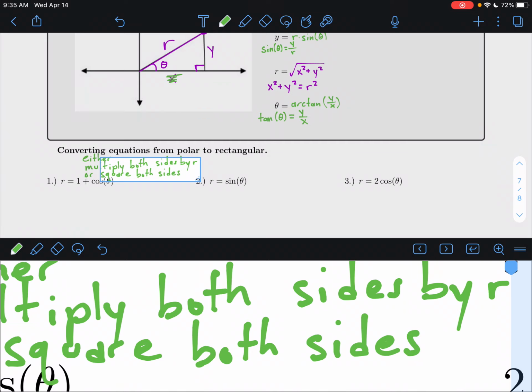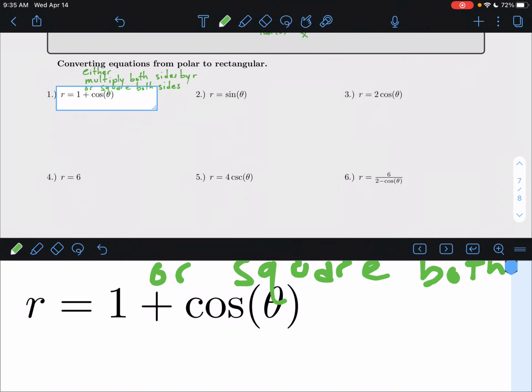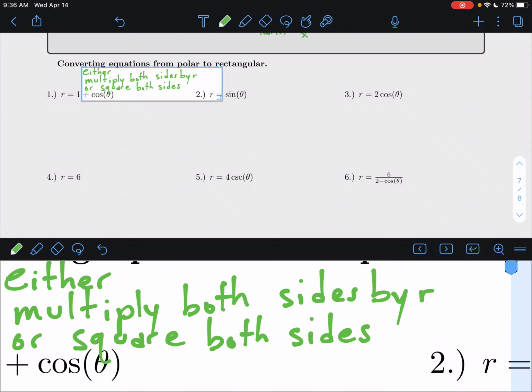So either multiply both sides by r or square both sides. Either way, it works. And that's, again, if you just have r equals something. And again, you don't always want to do this. It's really just figuring out what's going to work. You don't really want something ugly, like a trig function inside another trig function when you substitute. But we'll see what works out.